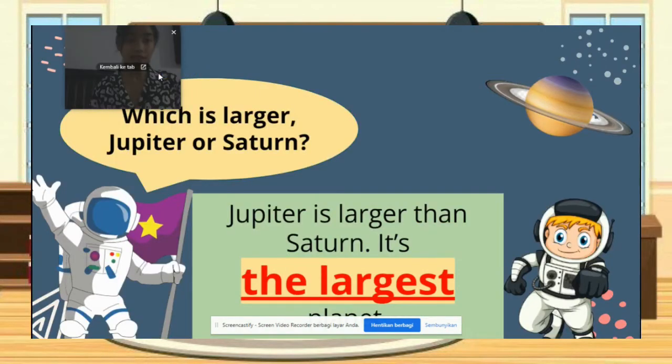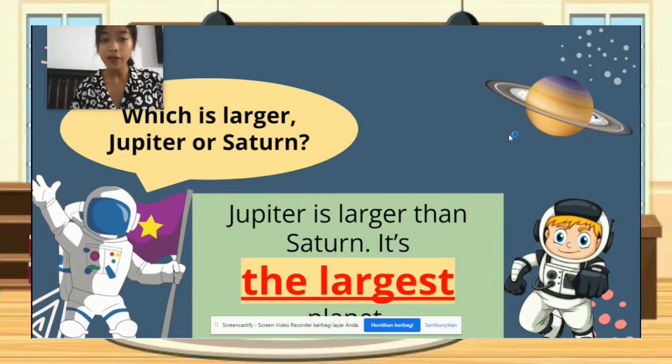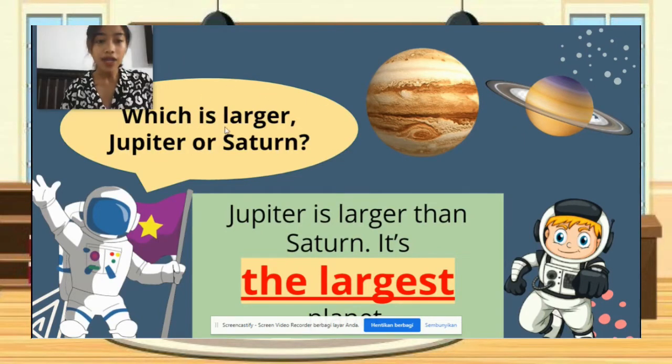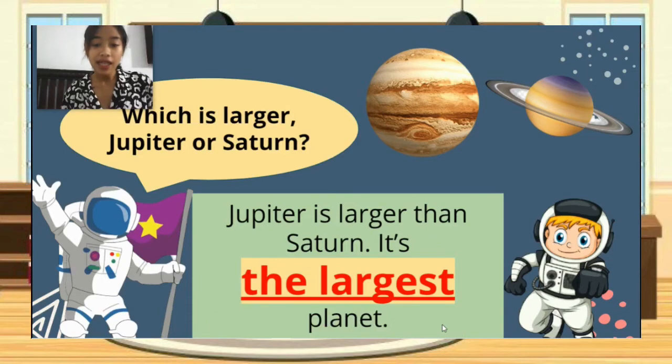Next, we have Jupiter or Saturn. Which is larger, Jupiter or Saturn? Jupiter is larger than Saturn. It's the largest planet. And then we have another example.